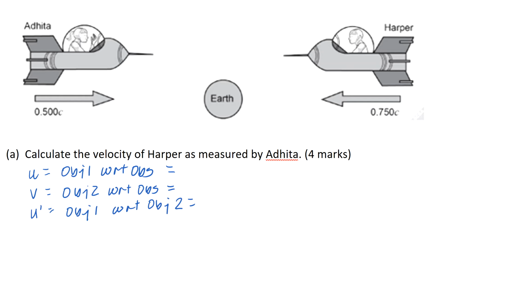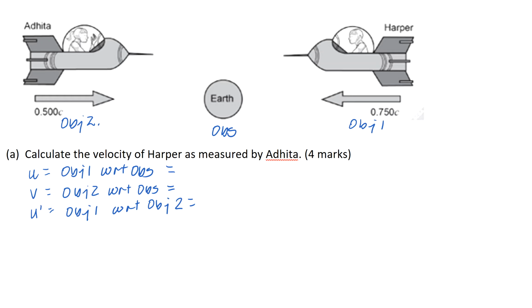Okay, now let's look at our diagram and see what we should assign object 1 to and the observer. We are looking to find the velocity of Harper as measured by Aditya. So we're really looking at probably the best scenario as this being the observer. So the Earth is the observer. We're looking for Harper with respect to Aditya. So this should be object 1. And this should be object 2.